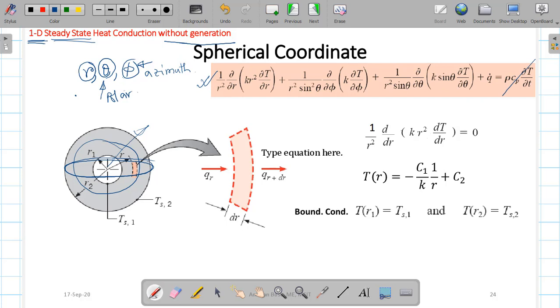For a steady state, the right hand side is 0. If there is no energy generation term, then this quantity is 0, and if in the azimuth direction there is no variation, then this quantity is 0, and if in the polar direction there is no significant temperature gradient, then it is 0. So, the only thing that remains is the component corresponding to the radial direction, and that is 1 by r square d/dr of (k r square dT/dr) equal to 0. Since it is steady state and the other coordinates are not important, it is an ordinary differential equation.